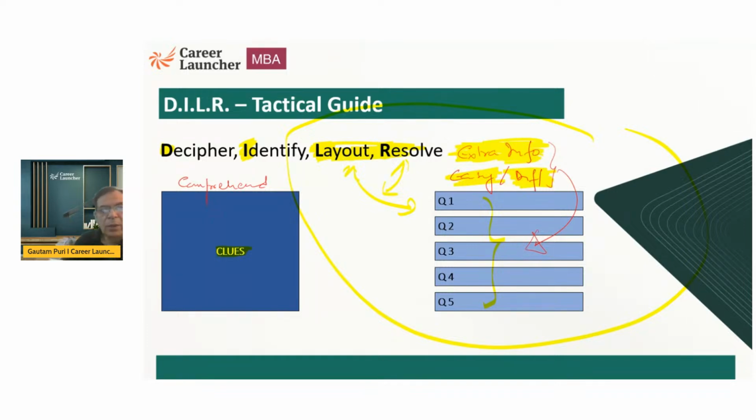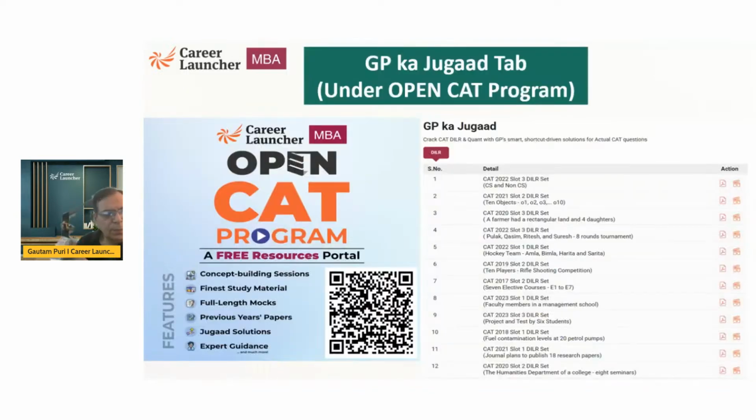Okay. So next. I hope you have downloaded the exercise, the PDF, and I hope you have not only downloaded the PDF but solved it yourself. अगर नहीं किया है, तो भैया बंद कर दो ये वीडियो. Please scan this particular QR code. Go to OpenCat. Out here you'll find the tab of GP का जुगाड़.